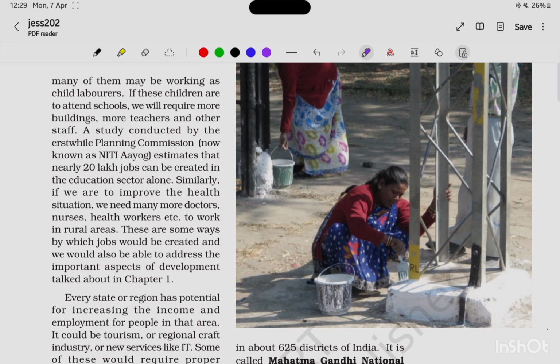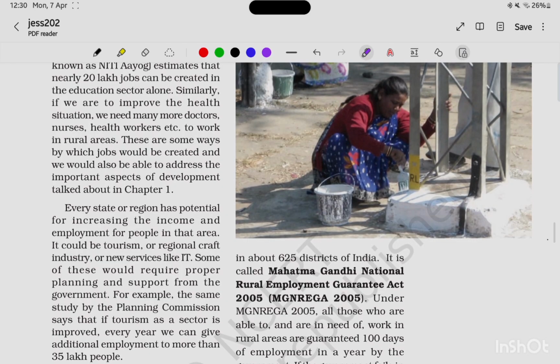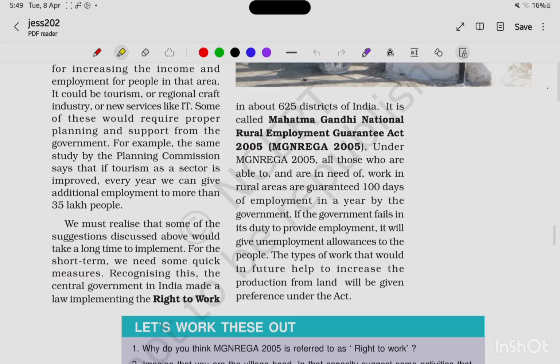Similarly, if we are to improve the health situation, we need many more doctors, nurses, health workers, etc., to work in rural areas. These are some ways by which jobs would be created, and we would also be able to address the important aspects of development that we talked about in Chapter 1. Every state or region has potential for increasing the income and employment for people in that area.